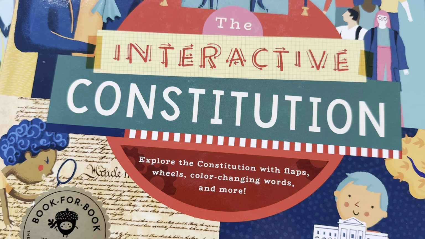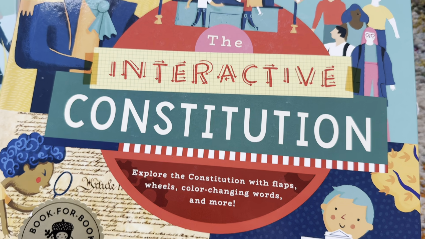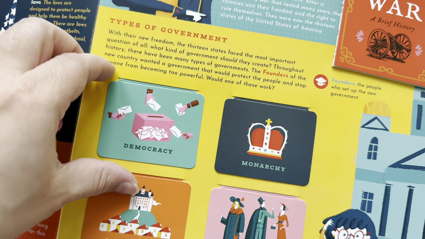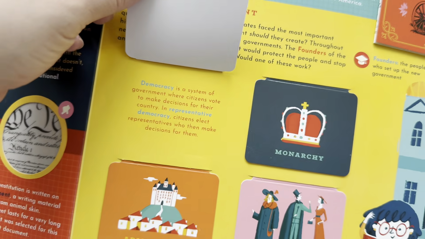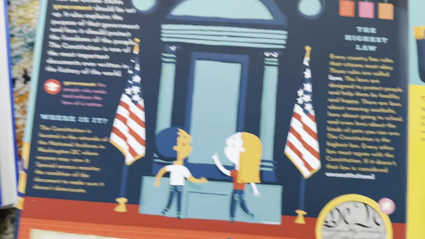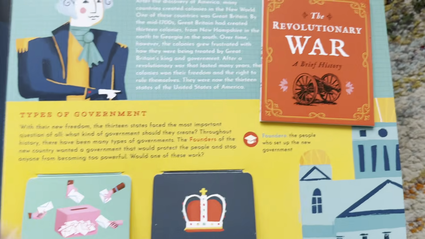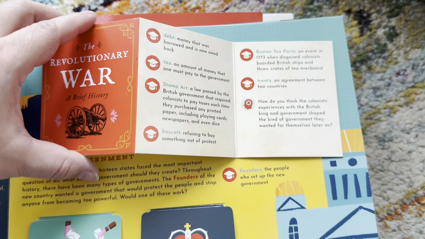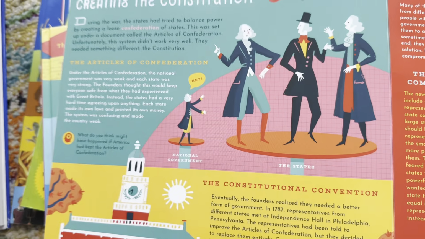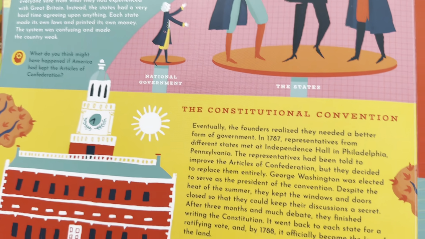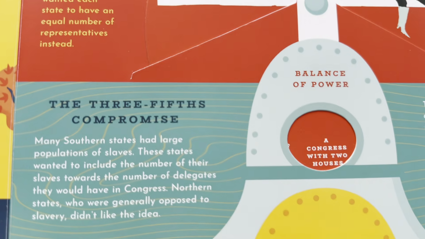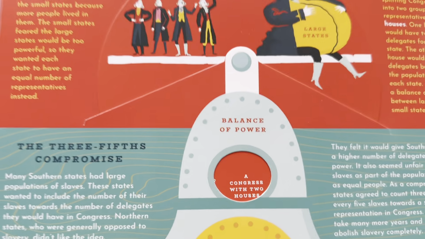Yeah, so explore the Constitution with flaps, wheels, and color changing words and more. Okay, so this one's a little bit more interactive. You got little flappies and things, and see, like that, what a monarchy is. What is the Constitution? And then the Revolutionary War. Creating the Constitution, the Articles of Confederation, the Constitutional Convention. Ooh, the 3/5 Compromise. Oh, this is cool.